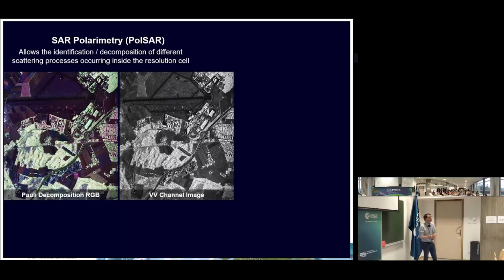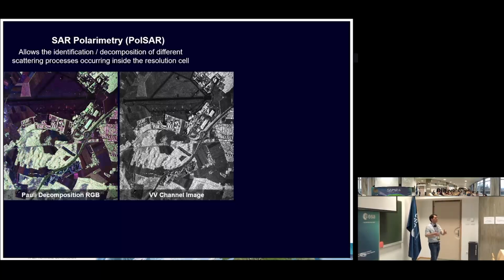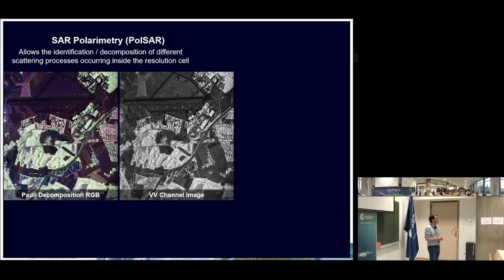And you are able to do this. So what you separate is contributions which have different scattering properties. You have seen the canonical contributions, which are dihedrals, surface, volumes, or even more generically, even bounce scattering, odd bounce scatterings. And then from here you can start to develop different decompositions so that you can always select the scattering mechanisms that you like.